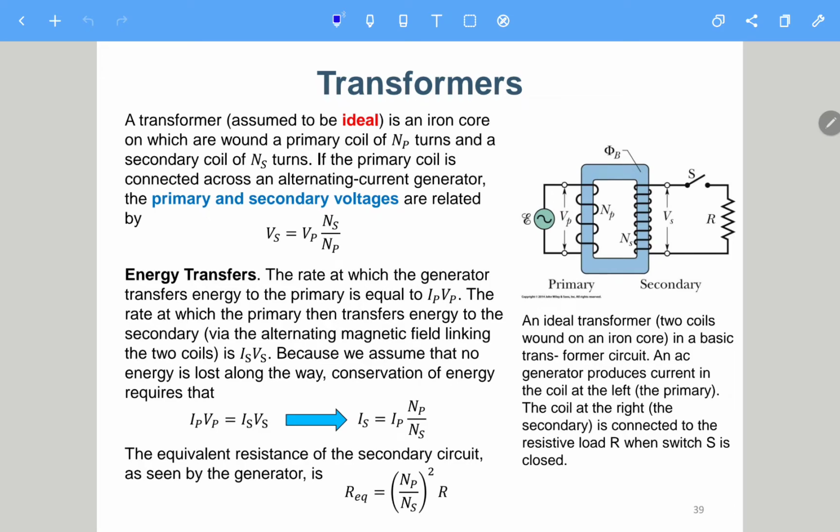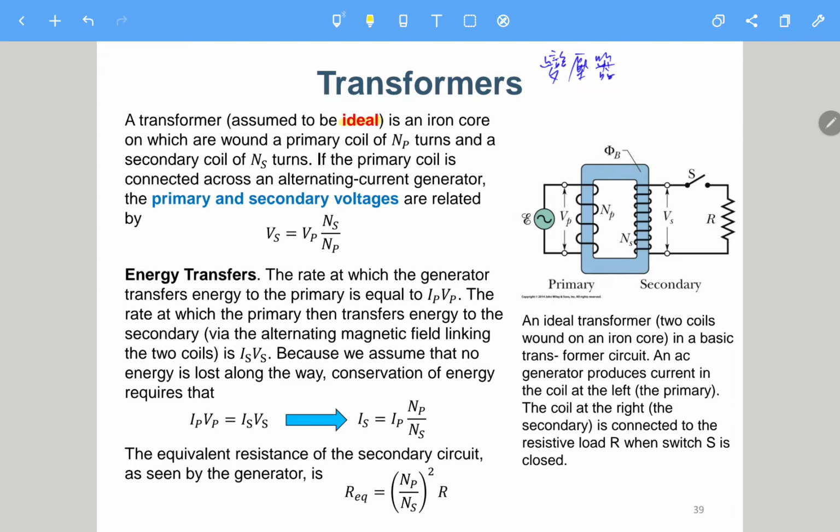So this is the final part of this chapter. It talks about the transformer. Transformer in Chinese is 变压器. It says a transformer is assumed to be ideal, which makes things much easier. If there is some energy loss in between, the model will be much more complicated.